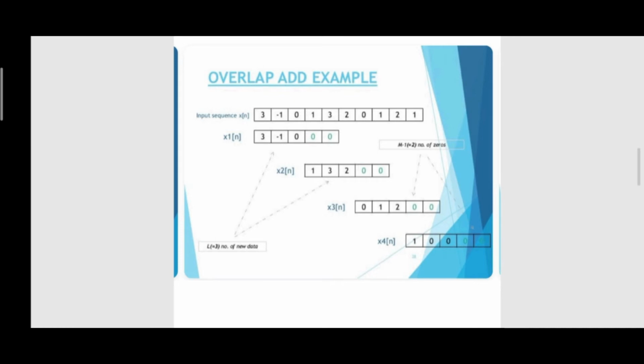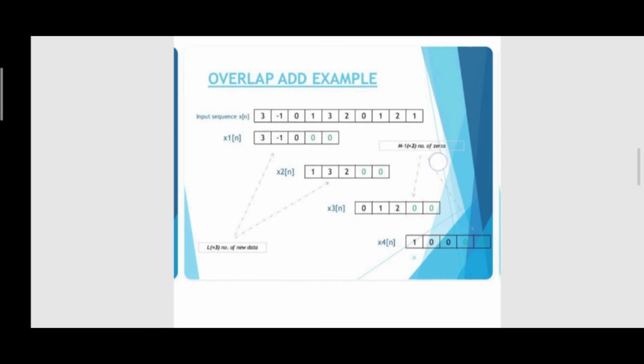So in this, first we have to take m number of data from the x of n. So the data taken from this input sequence is 3, minus 1 and 0. Then we have to pad m minus 1 number of zeros with this x1 of n. So m minus 1 is equal to 2, so we have to pad 2 zeros with this x1 of n.